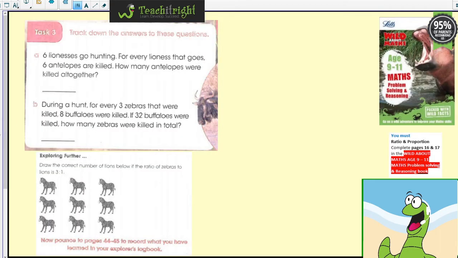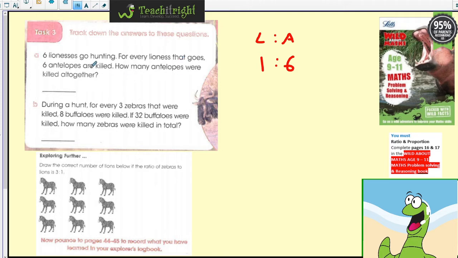Okay, so task 3 coming up now. 6 lionesses go hunting. For every lioness that goes, 6 antelopes are killed. So that is a ratio of 6 lionesses to 6 antelopes. Oh no, sorry, excuse me. For every one lioness that goes, 6 are killed. So it's this ratio. It's always worth checking. So for every one lioness, 6 antelopes are killed.